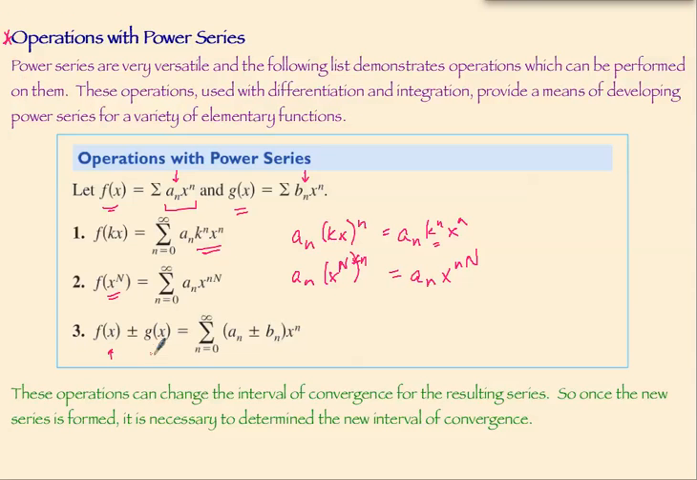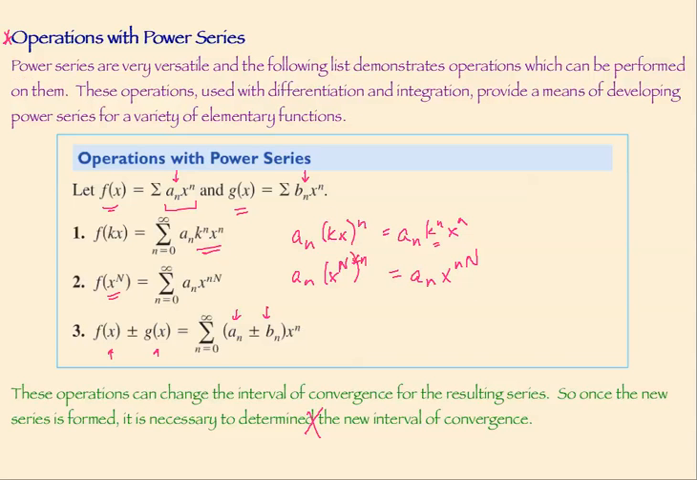And then if you added your two series together, it would just be adding or subtracting term by term. These operations can change the interval of convergence for the resulting series. So once the new series is formed, it is necessary to determine the new interval of convergence. Now, say the interval of convergence for this is 0, 2, maybe this is 1, 3. Your new series, if you added them or did any of these operations, you'd have to check again. It's not necessarily going to be either of the original intervals of convergence.